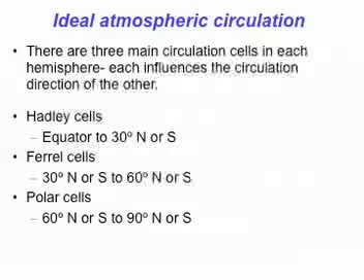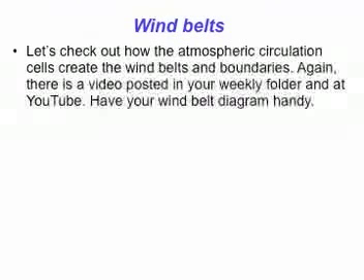All right, don't really worry about this. The book talks about this. I'm not going to ask you guys about Hadley, Ferrel, or polar cells, but in each of the hemispheres we do have 3 distinct circulation patterns, one going from the equator to 30 degrees, the other one going from 30 to 60 degrees, and the final one going from 60 to 90 degrees.